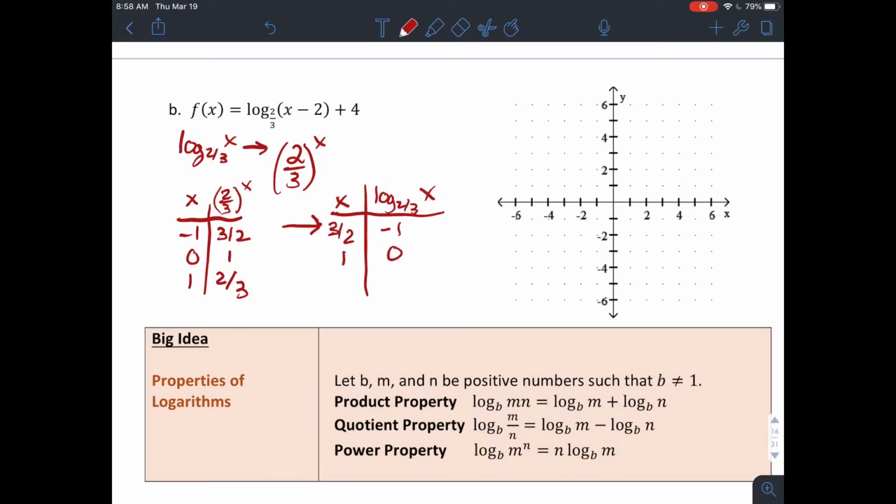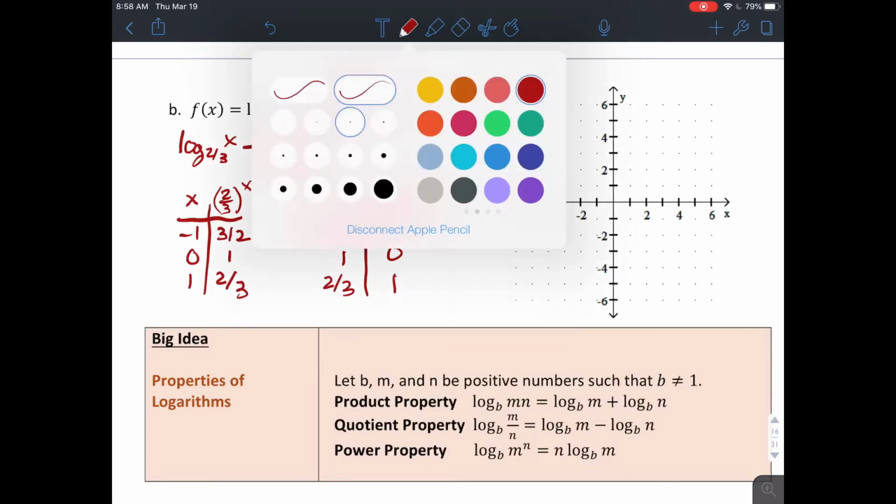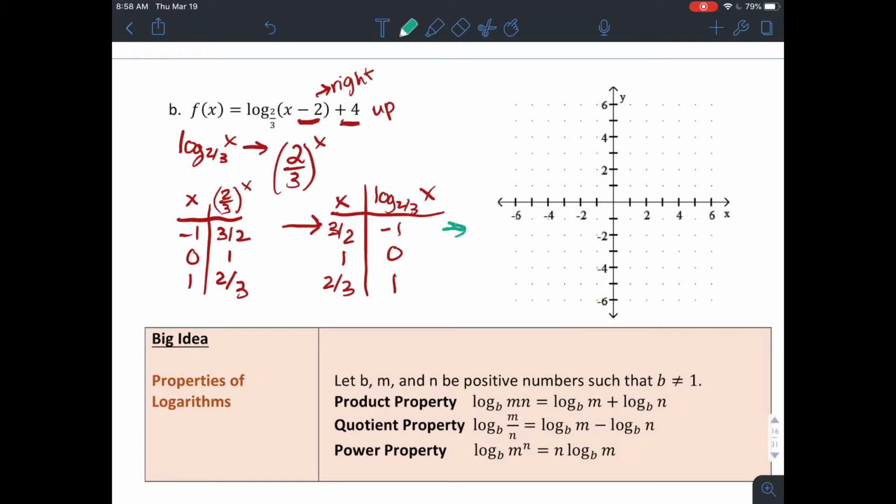And then you're translating your logarithmic function, which is the points you have now, moving them right 2 and up 4. So the very final thing you do is your translation on those points to get your final points. So add 2 to your x values and add 4 to your y values. Then you'll have the points on the function that you really, really want.